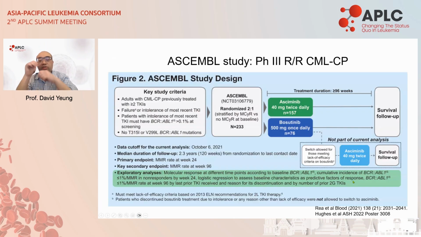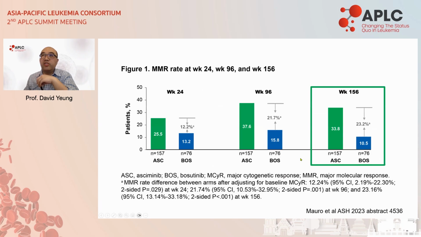The evidence for its use in the third-line setting comes from the ASCEMBL study, where patients were randomized to asciminib versus bosutinib. And the summary slide is here. There was significant superiority for patients assigned asciminib. This is the MMR rate, both at week 24 early, as well as the most recent update at week 156. You'll see that there's a significant difference in MMR achievement between the asciminib and bosutinib arms.